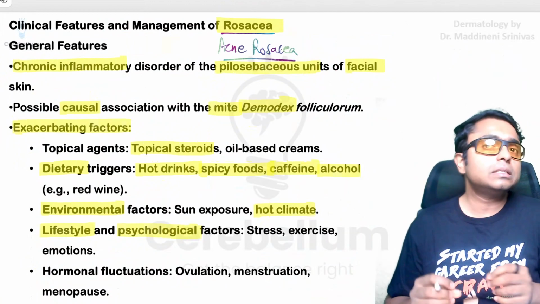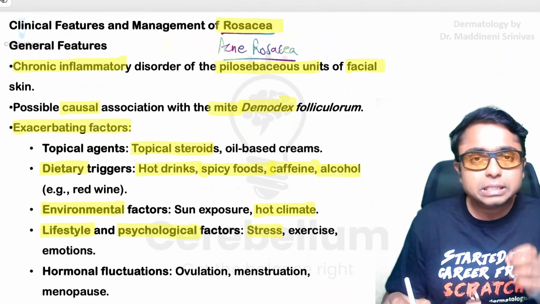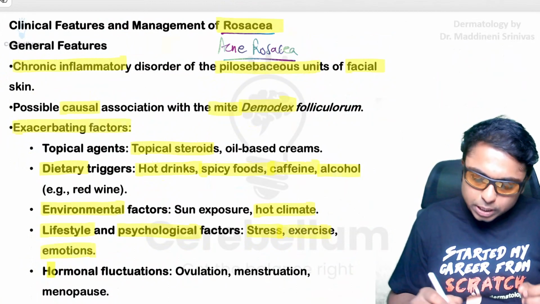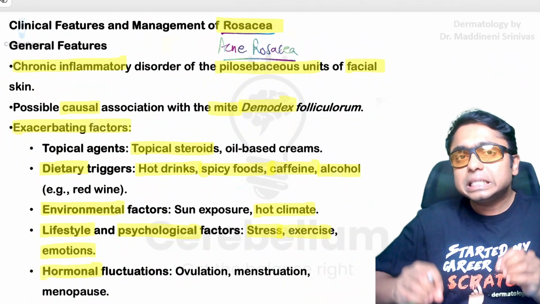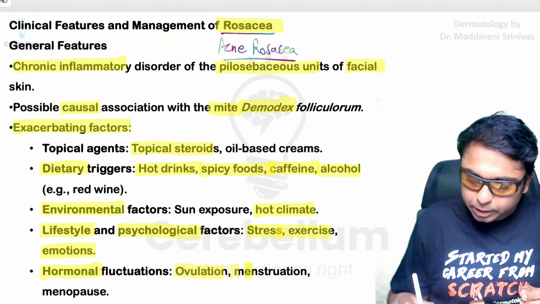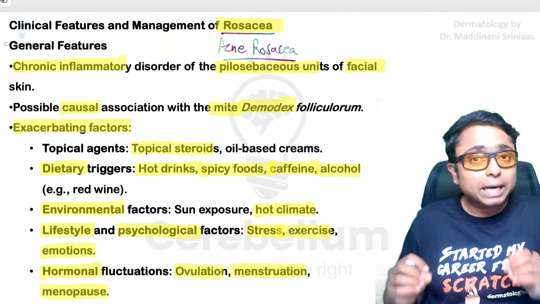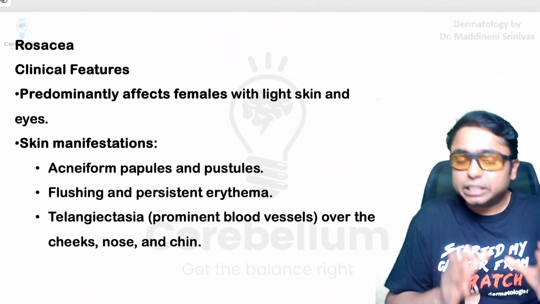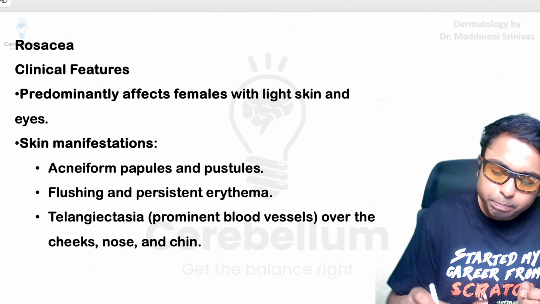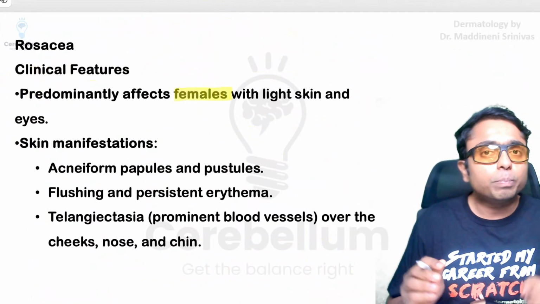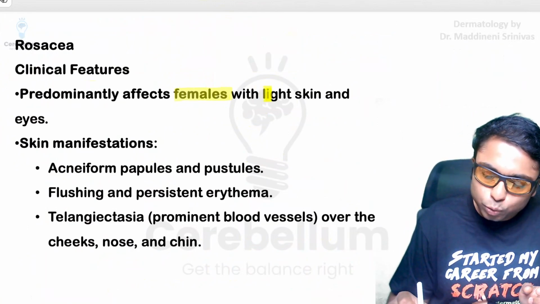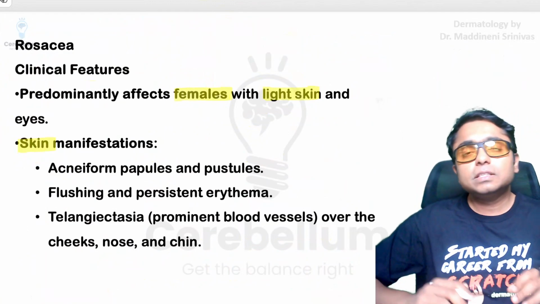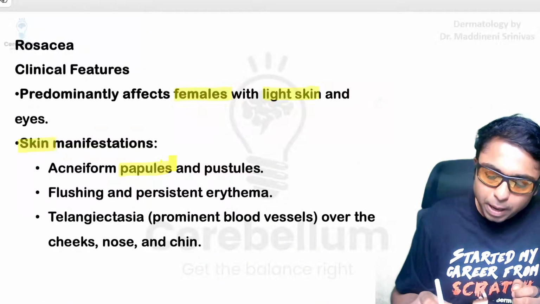Lifestyle and psychological factors which can produce stress, exercise, and emotions. And also remember, rosacea is commonly seen in women, and ovulation, menstruation, menopause can also act as a trigger. Okay, so now coming to the clinical features of rosacea. Particularly this is going to mainly affect females, and that too those with lighter skin and eyes.